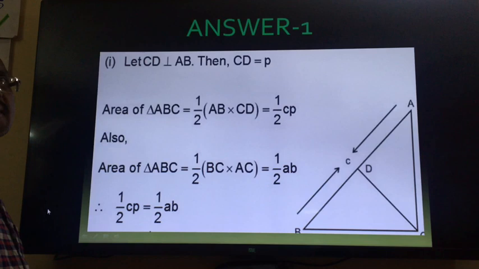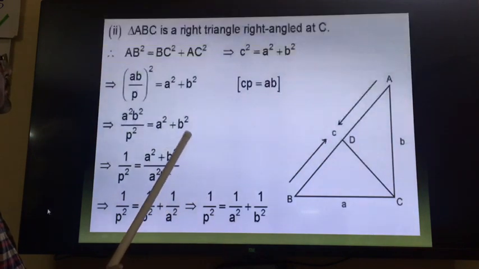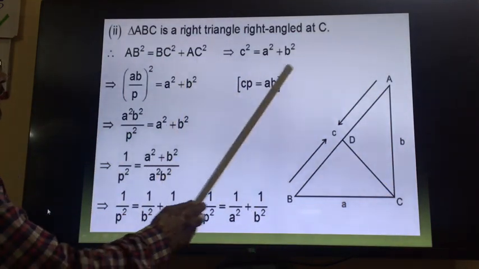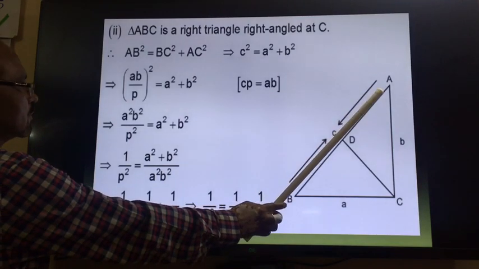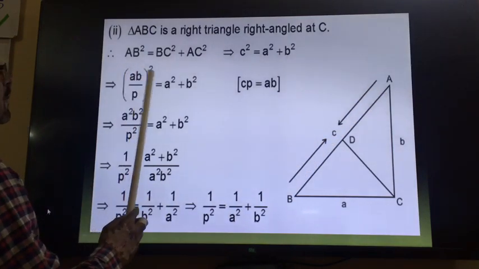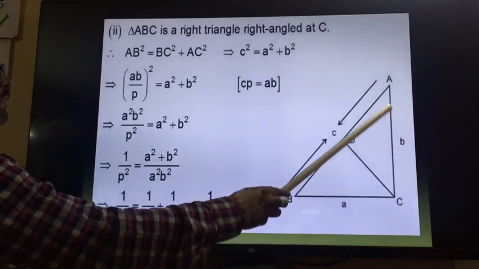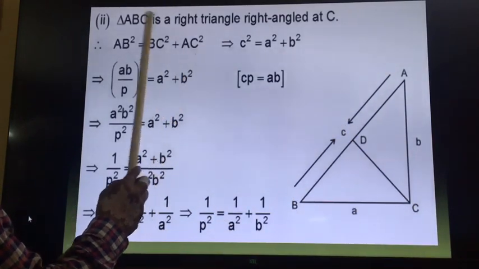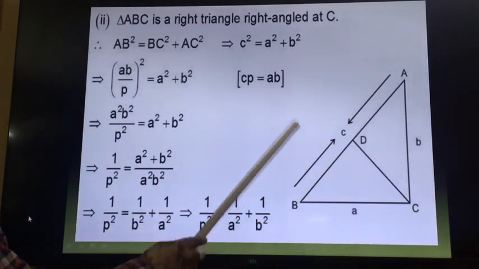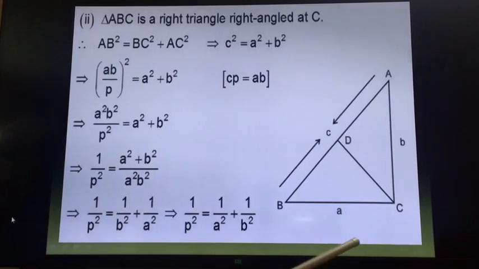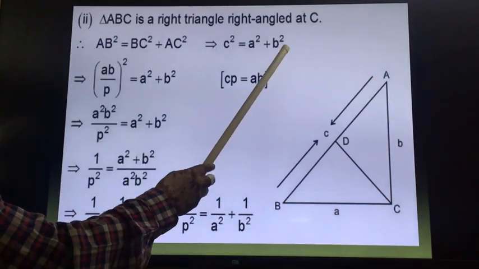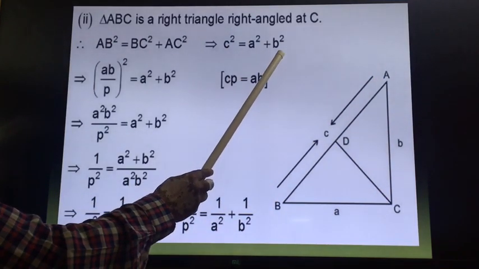Now the second part. For the second part, triangle ABC is given, so we will apply Pythagoras theorem. Hypotenuse square AB square is equal to perpendicular square plus base square. So AB square is equal to BC square plus CA square. AB is equal to c, so c square is equal to BC square, BC is equal to a, so a square plus AC square, AC is b, so b square. So c square is equal to a square plus b square.